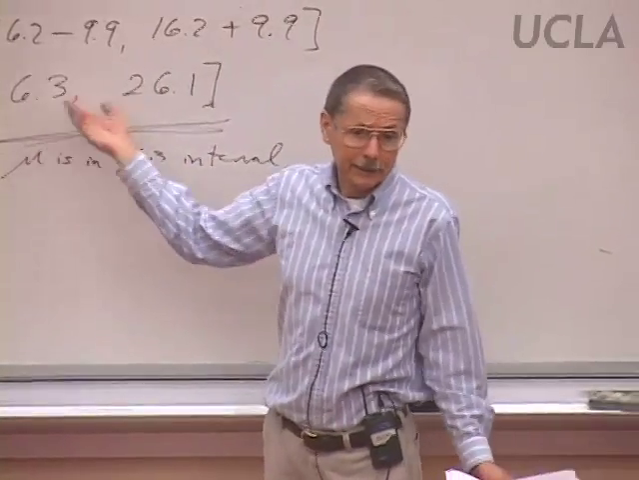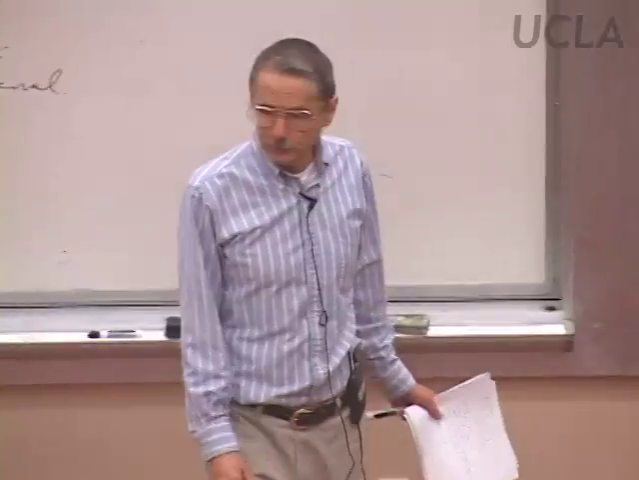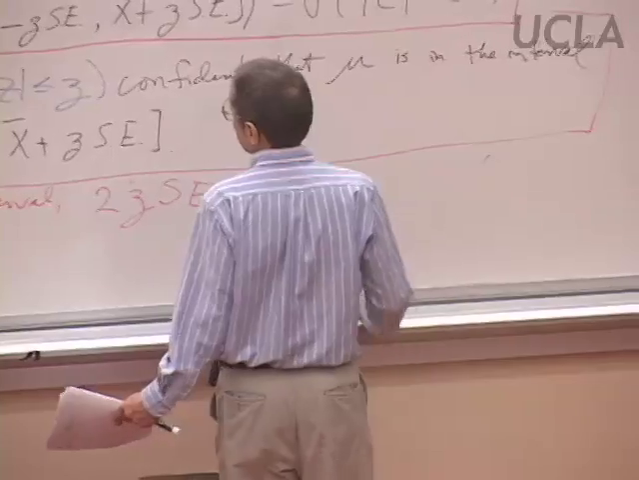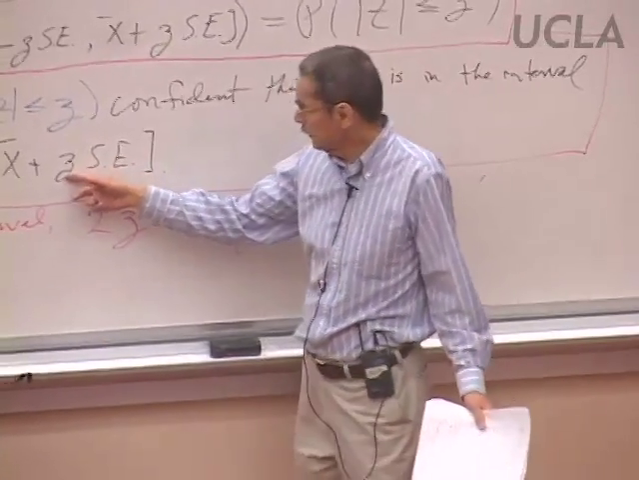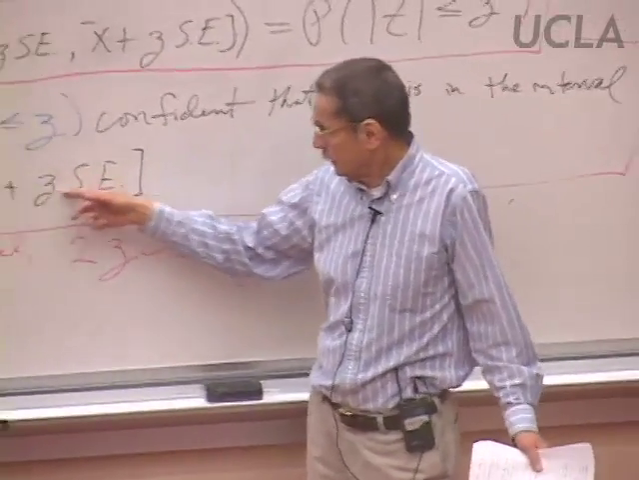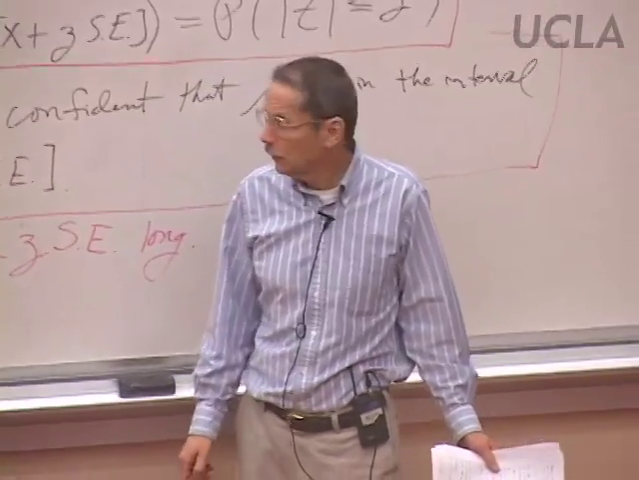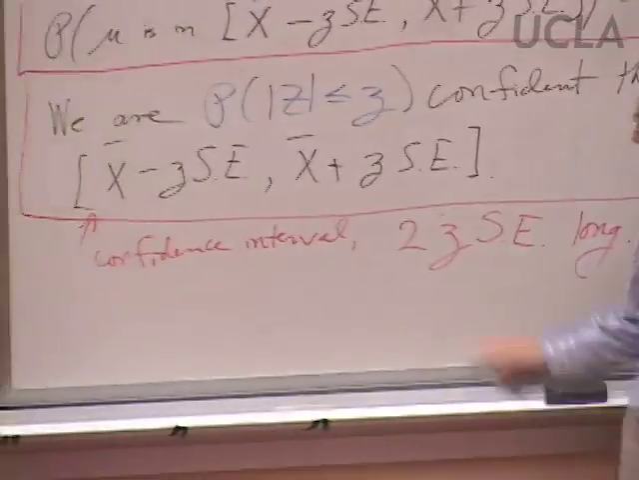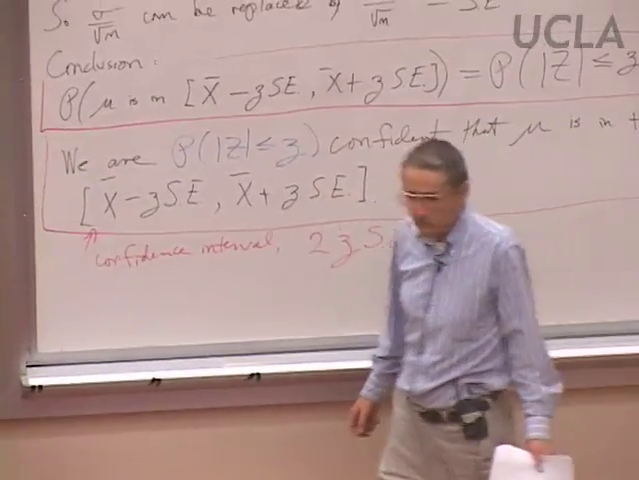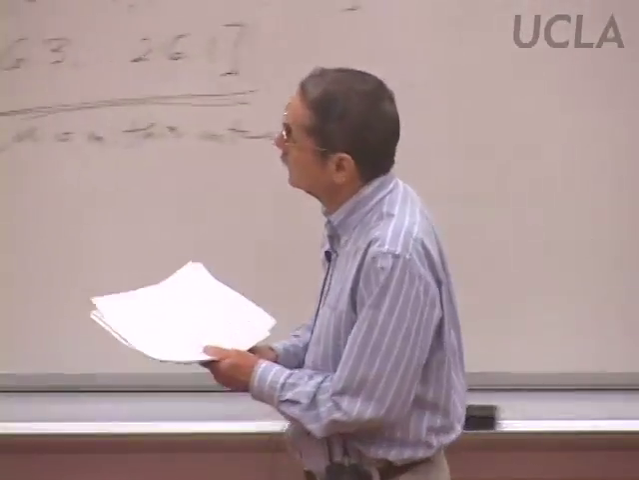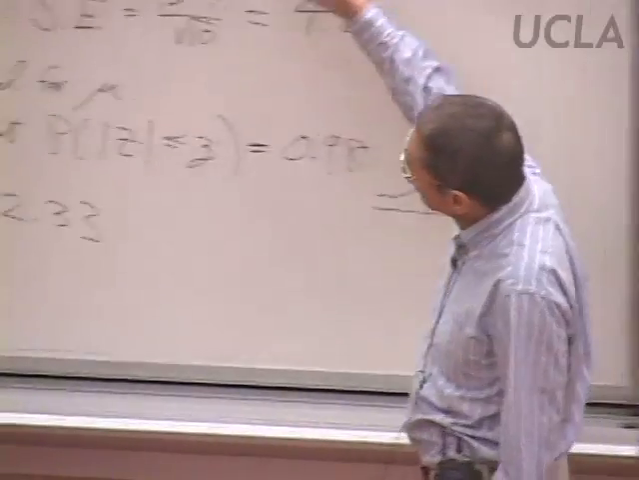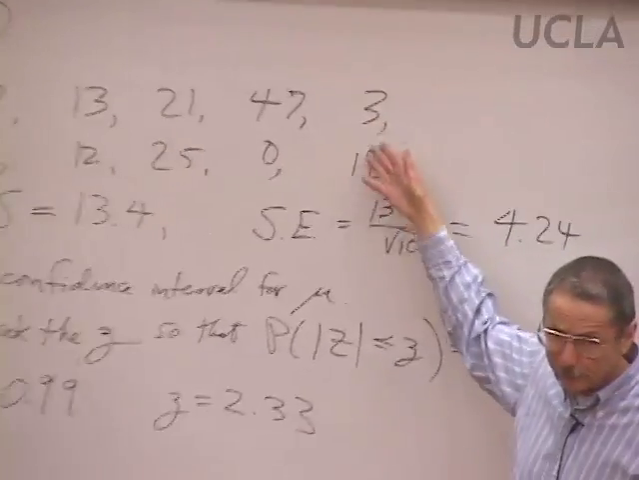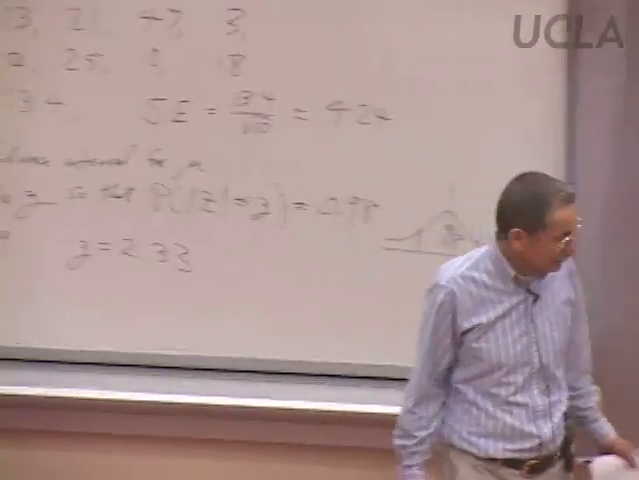There are two ways to make the interval smaller. The interval depends on z and the standard error. We could make z smaller, or we could make n larger. Okay, well, let's look at the first of those. And if all we have are these 10 numbers, we're kind of stuck with n equals 10.